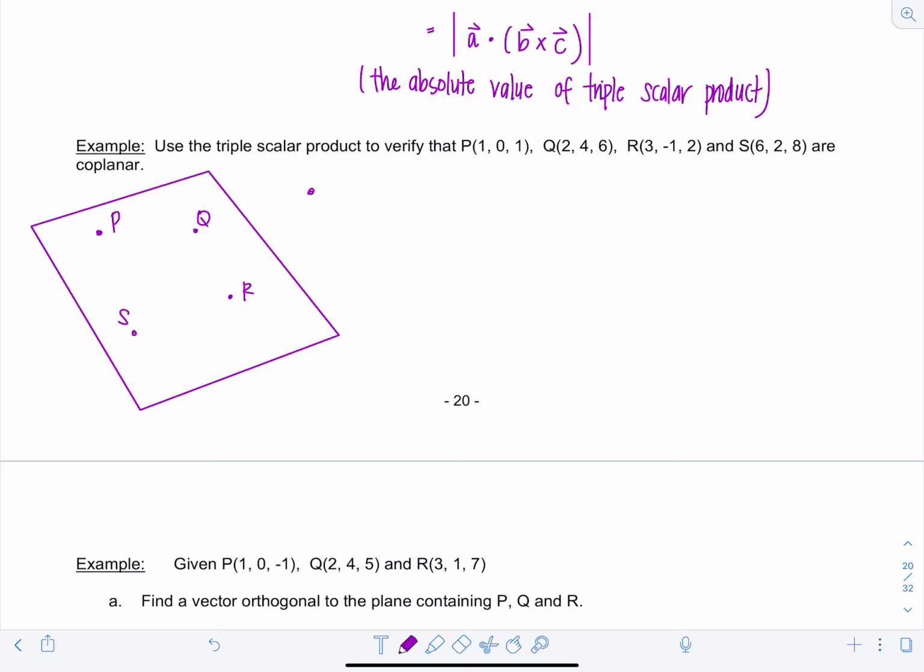How do I know that they're coplanar? And they're telling me to use the triple scalar product. So what you're going to do is say, okay, I'm going to create 3 vectors with these guys.